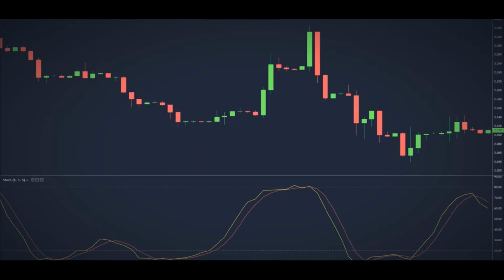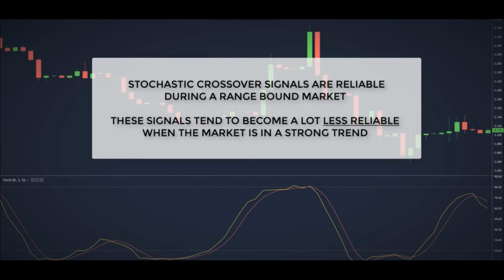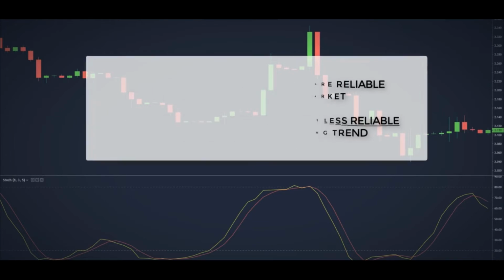The second most utilized stochastic oscillator signal is the crossover signal, which happens when the K% line crosses above the D% line and generates a buy signal. On the other hand, when the K% line crosses below the D% line, it generates a sell signal. Once again, these stochastic oscillator crossover signals are reliable during a range-bound market, but these signals tend to become a lot less reliable when the market is in a strong trend.